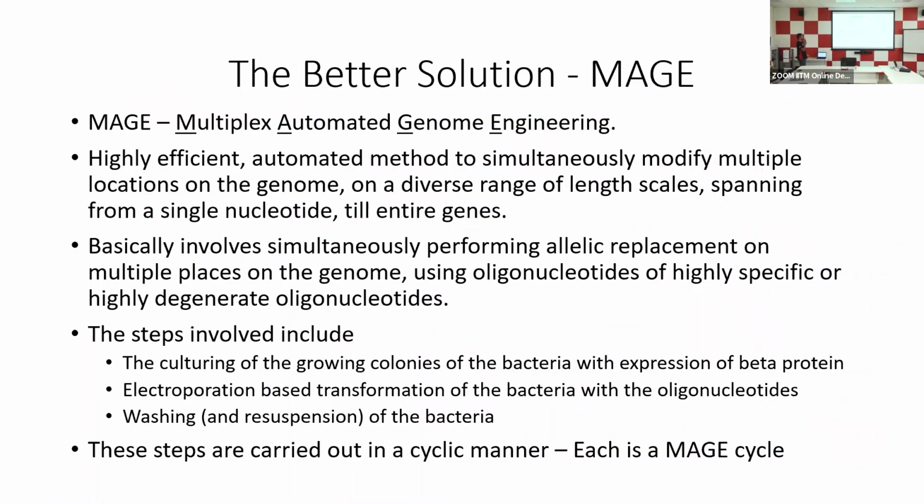So, what these guys propose is something called MAGE, multiplex automated genome engineering. It is a highly efficient automated method to simultaneously modify multiple locations on the genome on a diverse range of length scales. So basically, this solution modifies the genome on a long range of scales. It can span from a single nucleotide, so you can modify or diversify one nucleotide, and that can go on to entire genes. Entire genes coding proteins can be modified using this system. It basically involves performing what we saw in the past two slides, allelic replacement on multiple places of the genome using highly specific or highly degenerate oligonucleotides.